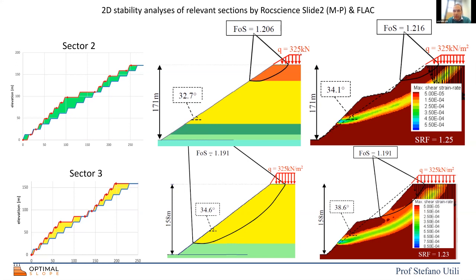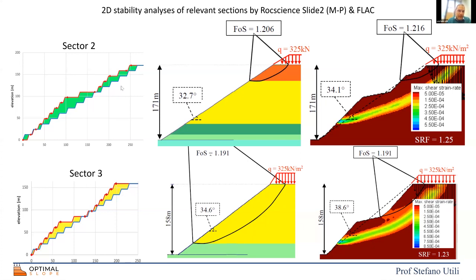The factors of safety, however, are similar. They are 1.2, which was the target, and now you can see once again the gain. In the case of the optimal profile, we have 34.1 rather than 32.7, and 38.6 rather than 34.6 in terms of inclination.